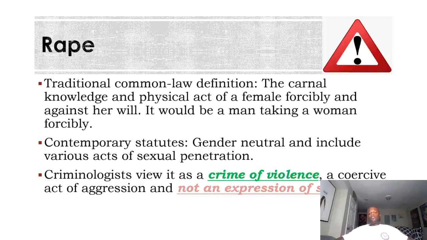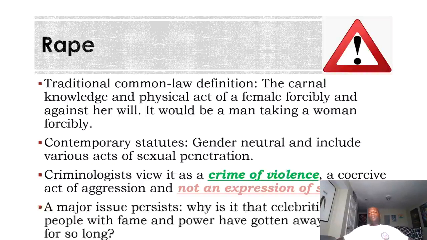But criminologists view it as a crime of violence, a coercive act of aggression, and not an expression of sexuality. The reason it's seen as a crime of violence and not an expression of sexuality is simply because there's a power dynamic. We're going to get to this power dynamic in just a little bit. But generally speaking, individuals who engage in this type of behavior are not doing so for the purposes of sexual pleasure or gratification.